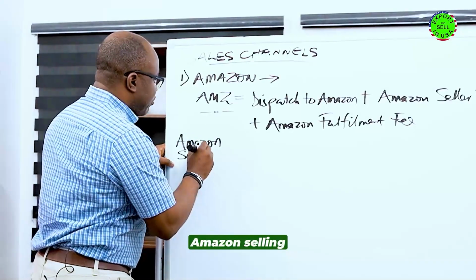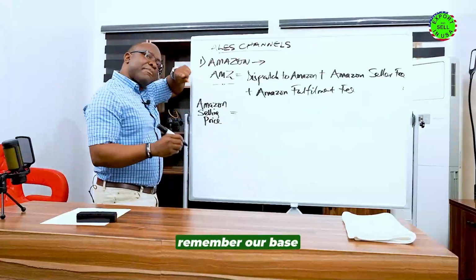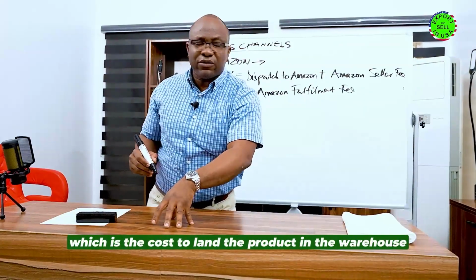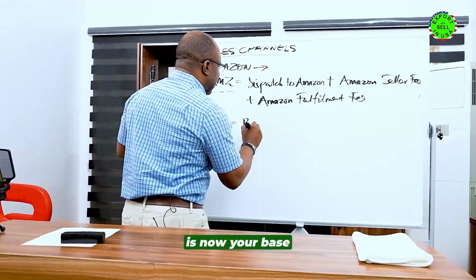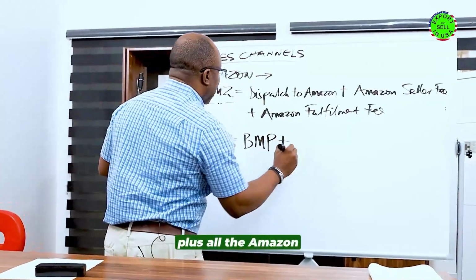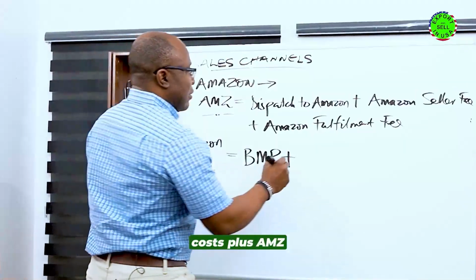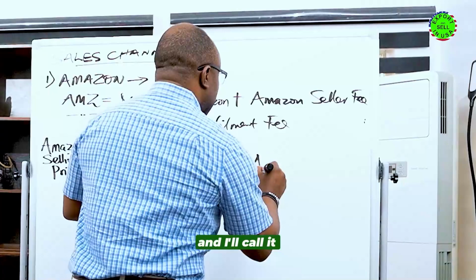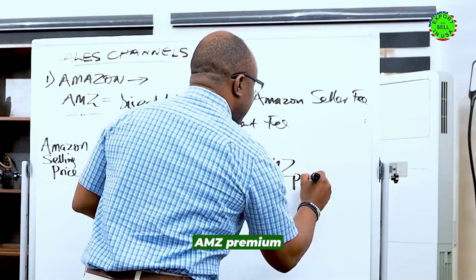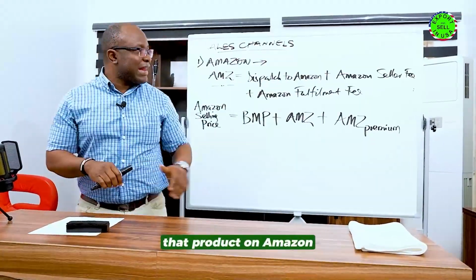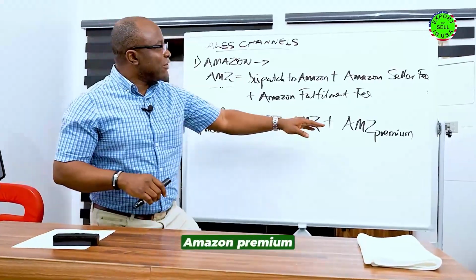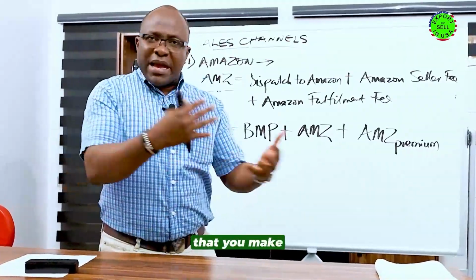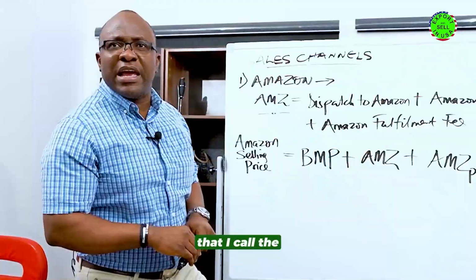Amazon selling price is now equal to what? Remember our base minimum price, which is the cost to land the product in the warehouse, right? The price you are going to sell at on Amazon is now your base minimum price plus all the Amazon costs, plus AMZ, plus, since you are exporting to make more profit, what I'll call the AMZ premium. That is how much you are going to sell that product for on Amazon. What is the Amazon premium? It is the extra amount above the profit that you make selling locally, that I call the AMZ premium.